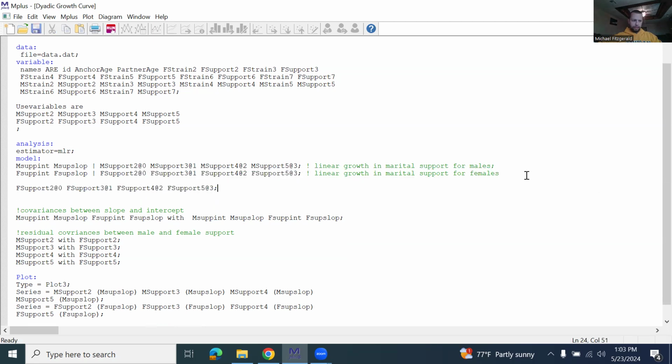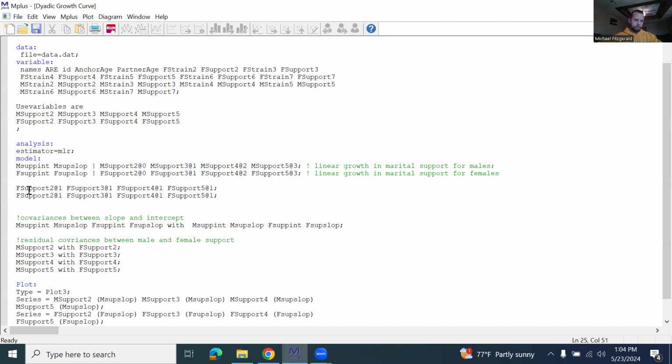So you would scroll down, you would include this, and we would fix every loading to be 1. All right. So this would be hard coding your intercept factor, and you would just do that for both. And so there's the female intercept, and this is the male intercept. All right. So this is what the syntax would look like. Again, it's 2 extra lines of code.